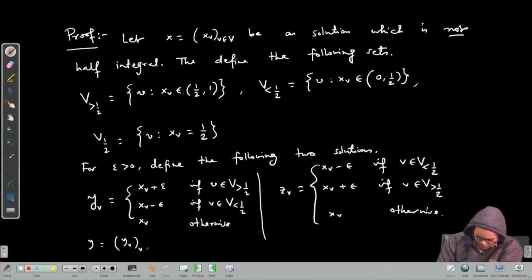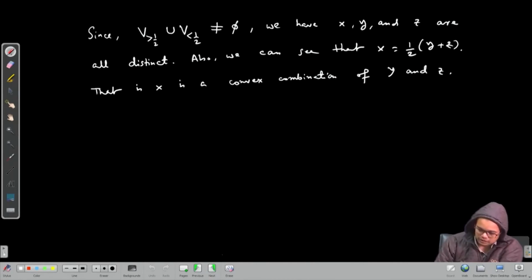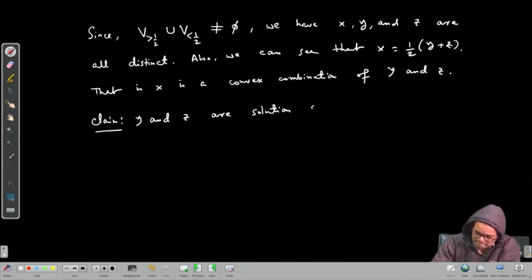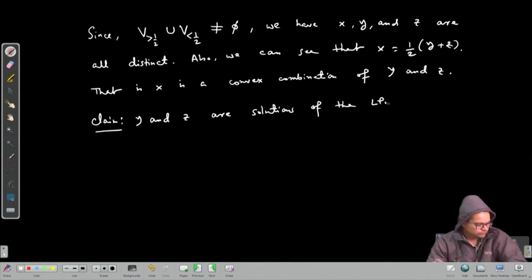So, define y equal to y_v, v in V, and z equal to z_v, v in V. Next, to finish the proof, we claim y and z are solutions of the LP. Okay. So, proof.